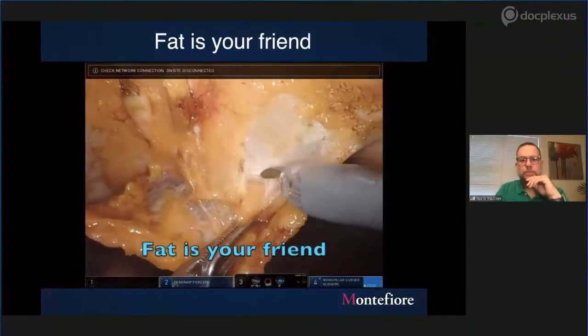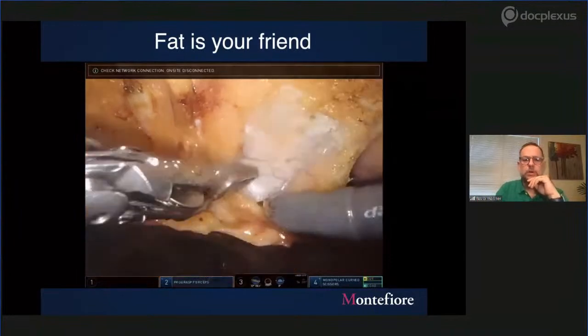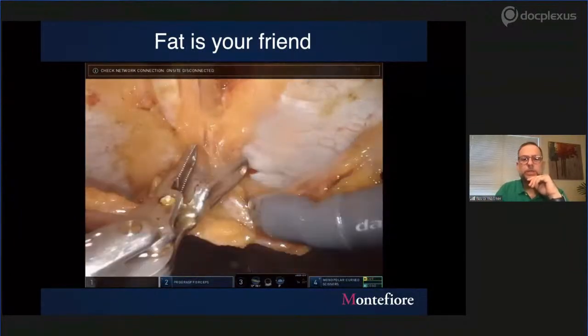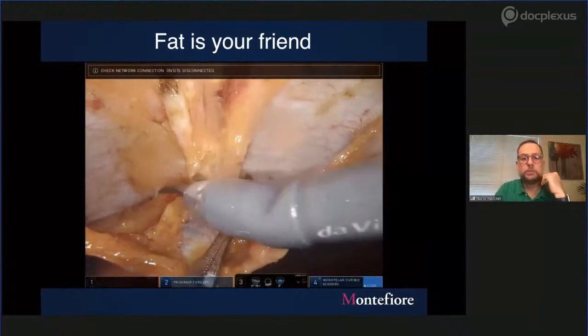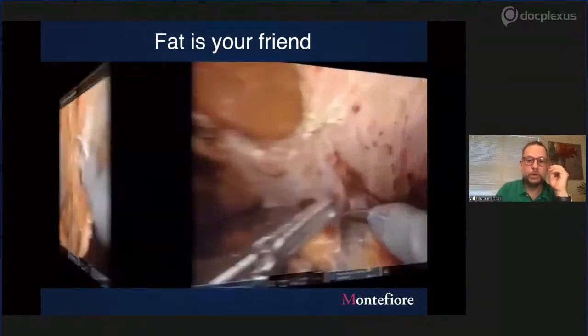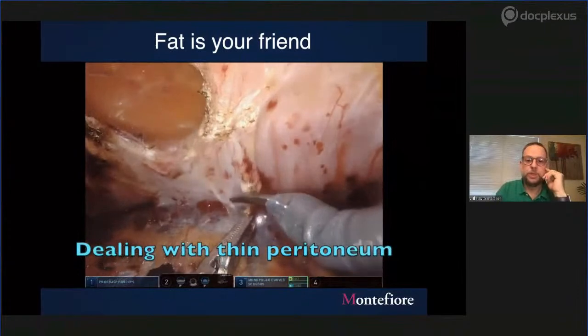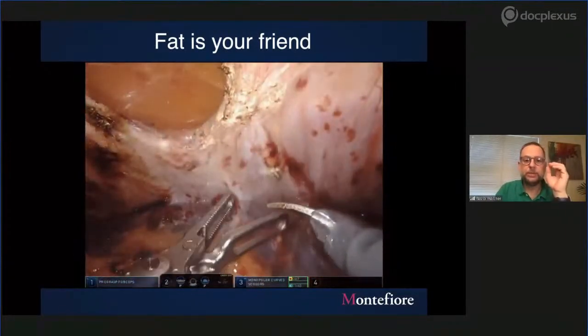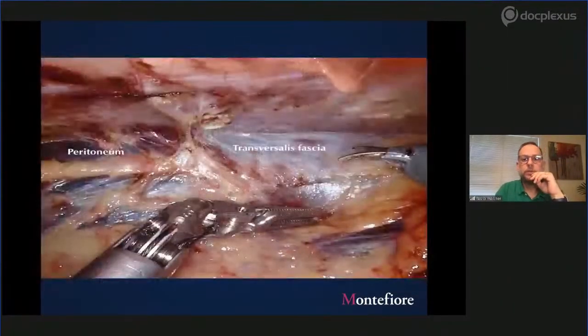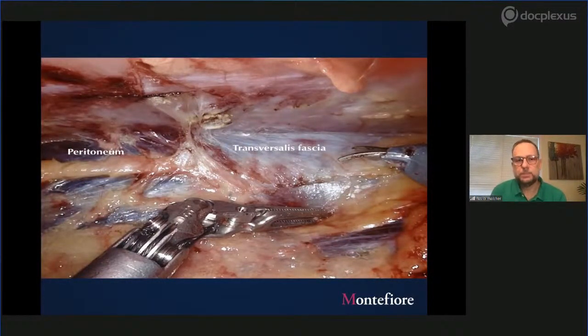Fat, as I said already twice, is our friend. So always look for the fatty pads, and when you have a fatty pad, you may be a little bit more brave and you can sweep more. But usually the problem is when you start going lateral, there's very thin peritoneum. So when you encounter this, you need to change your tactics to try to go to a transversalis fascia plane and invade the abdominal wall a little bit, not the posterior sheath. We don't want to do a retrorectal repair. That's maybe a bailout for you, but usually I try to go to the preperitoneal transversalis plane.